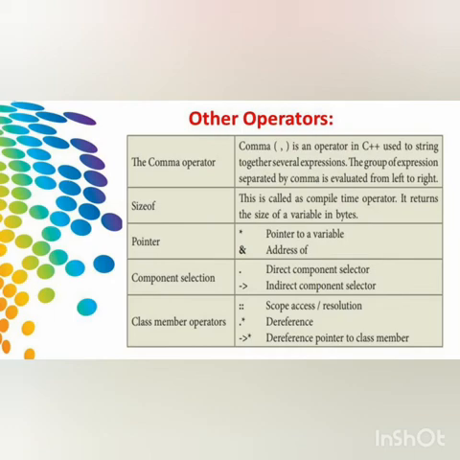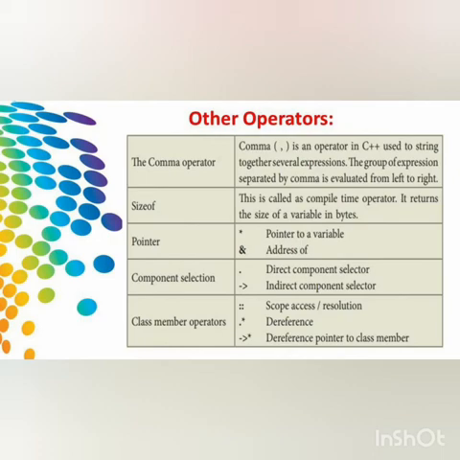The next operator is the sizeof operator. It is used to return the size of the variables in bytes. The next operator is the pointer operator. We have two pointer operators. The first one is the asterisk, which is used to represent the pointed variable. The next one is the address-of symbol. This operator is used to retrieve the address of the pointed variable.